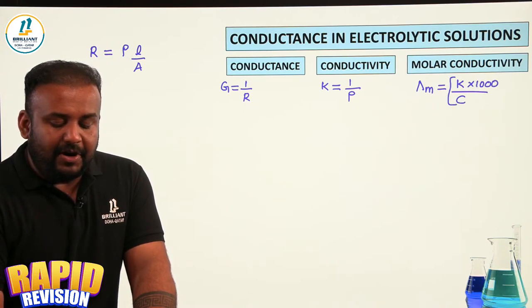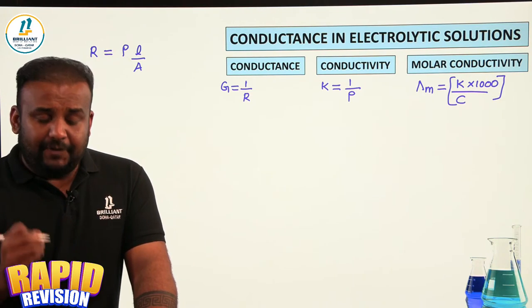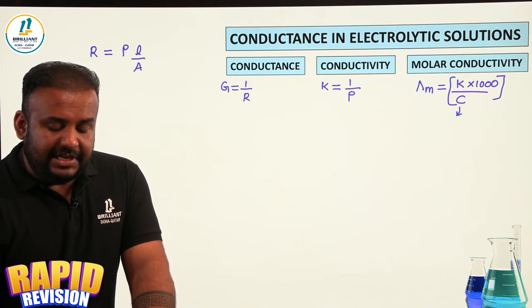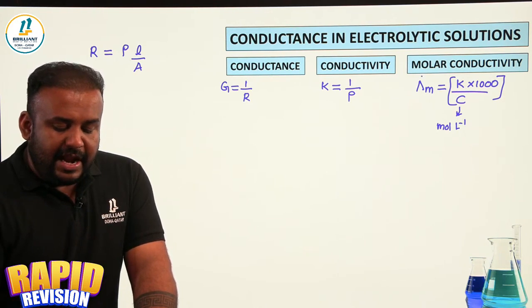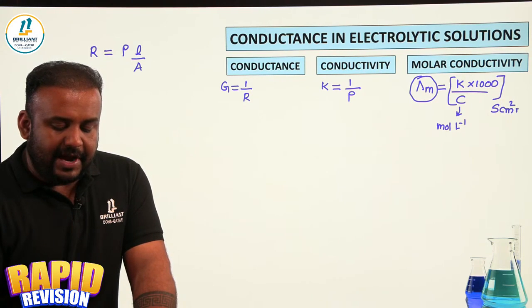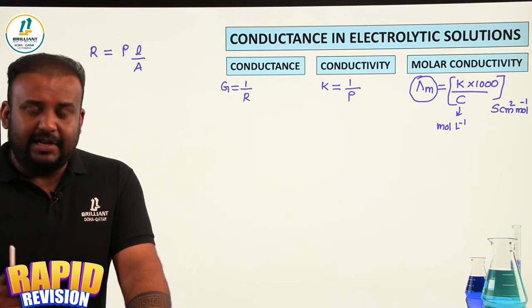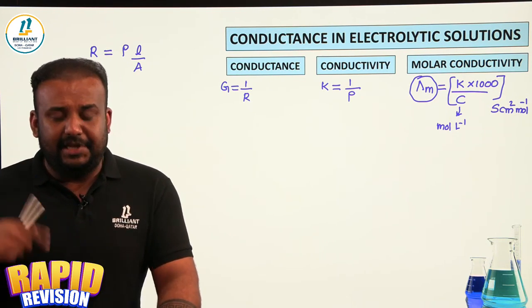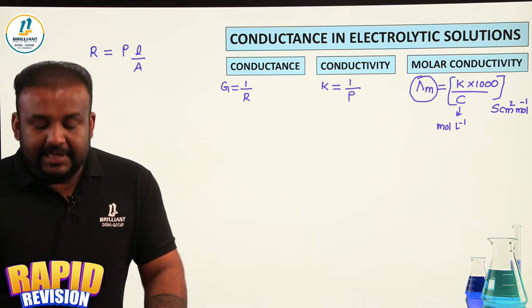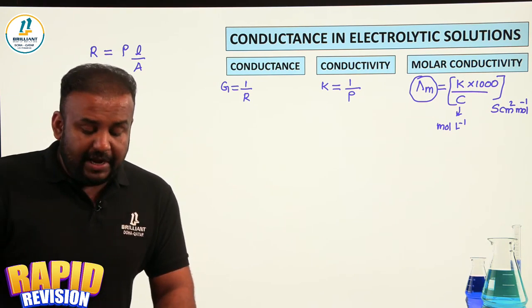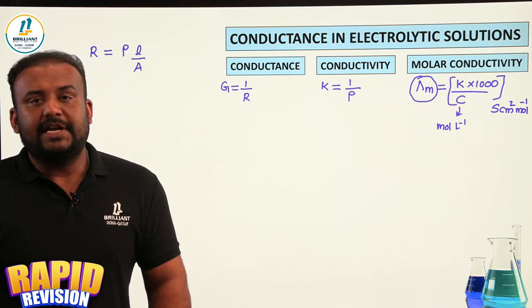One important point to remember here: in this formula, concentration will usually be given in moles per liter. Then lambda m will be expressed as Siemens centimeter square mole inverse. Always remember that the final formula for molar conductivity is k by c into 1000, in Siemens centimeter square mole inverse. Is that clear to everyone?